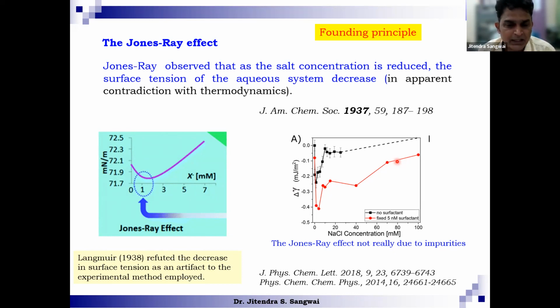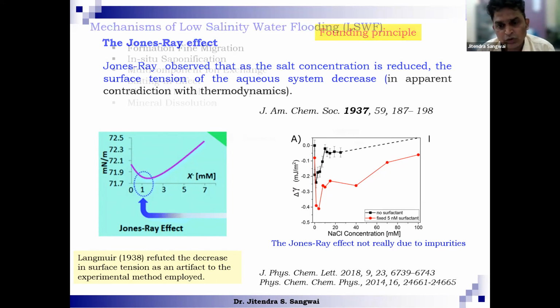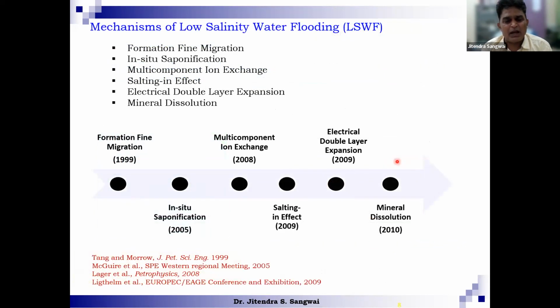It is a similar phenomenon to how we wash our clothes, right? You use a surfactant and then try to remove whatever spot is on your clothes by decreasing the surface tension. There are other mechanisms by which low salinity water flood has been reported in various literature from 1999 to 2010, and those relate to formation fine migration, in situ saponification, multi-component ion exchange, salting in effect, electric double layer expansion, and mineral dissolution.